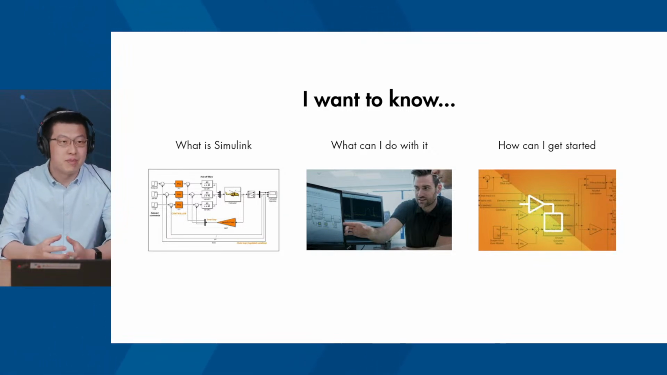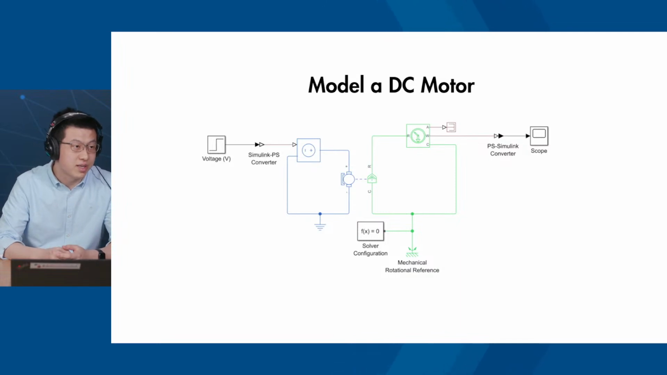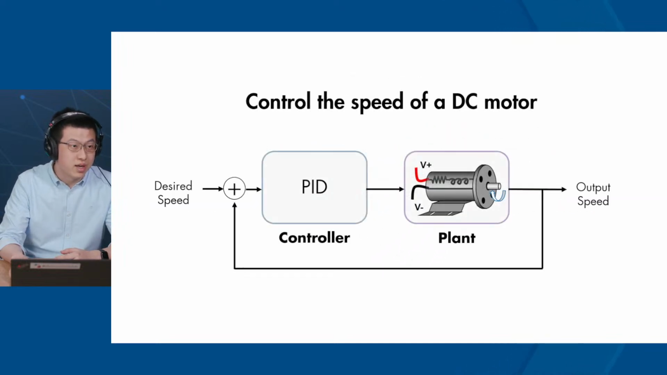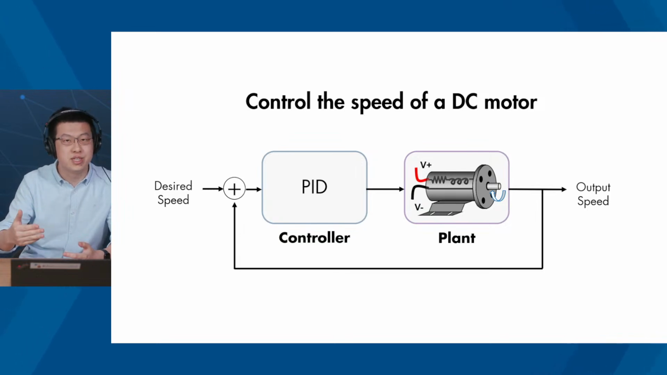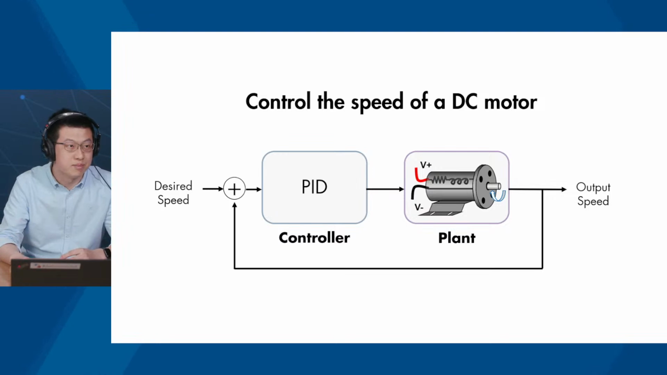And just before we wrap everything up, we'll show you the additional links and resources to help you learn more about Simulink. So in terms of today's demos, we'll first show you how you can build a DC motor model in Simulink by describing its electrical as well as its mechanical characteristics. And then we'll show you how you can build a controller to control the output speed of the DC motor by implementing the PID control technique.